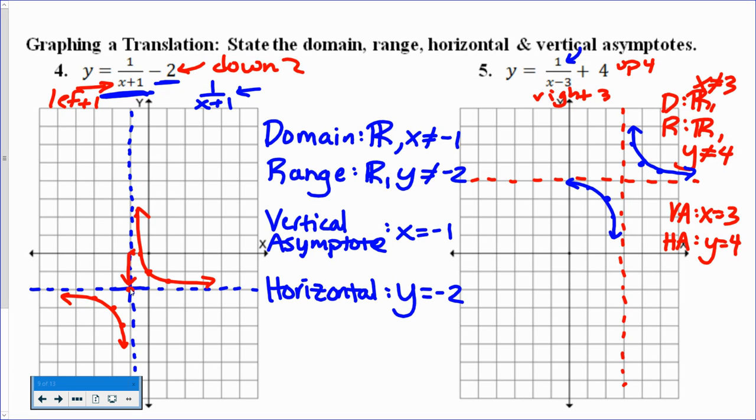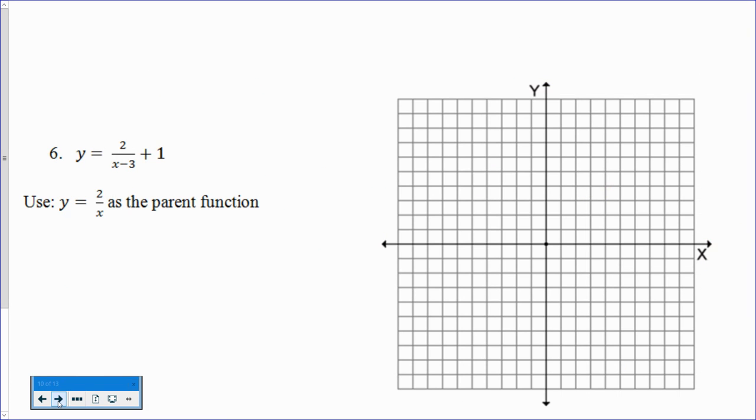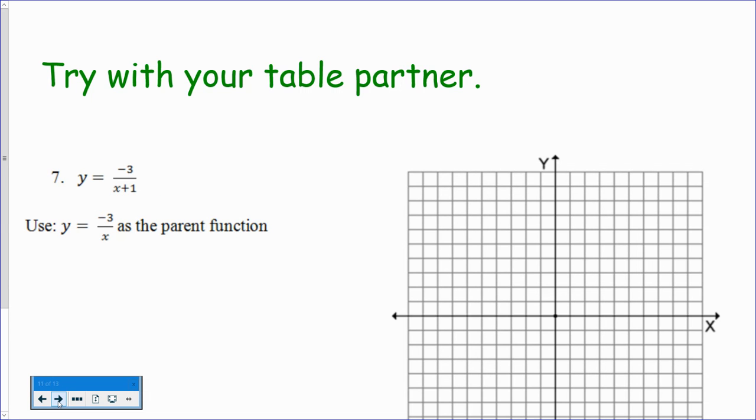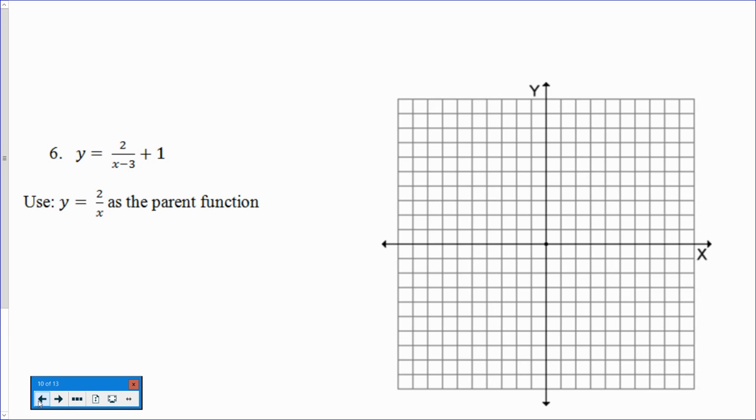All right, we're just going to do one more example on this handout. There's one more after that, but we're just going to do this one. Let's practice the domain, range, vertical asymptote, and horizontal asymptote one more time, and graphing those points.